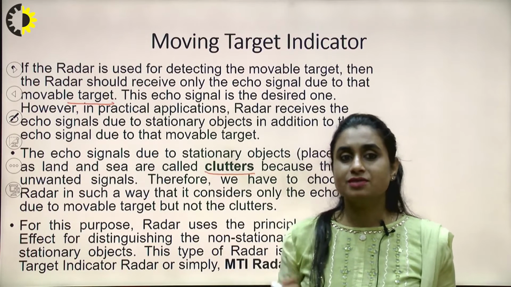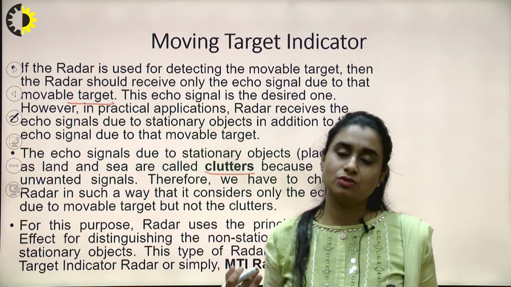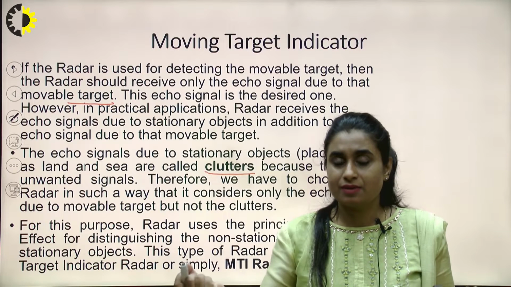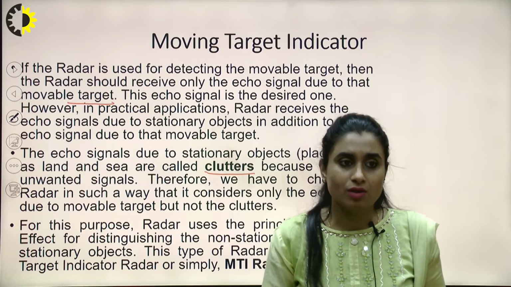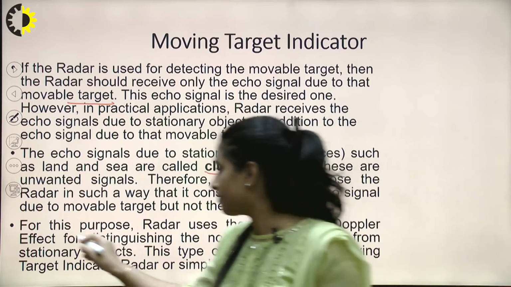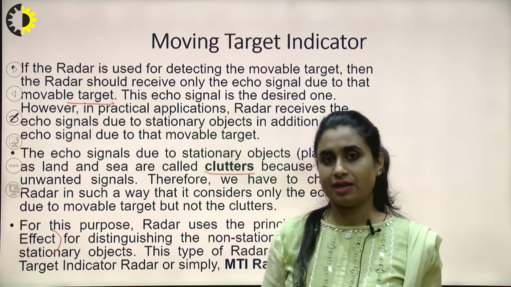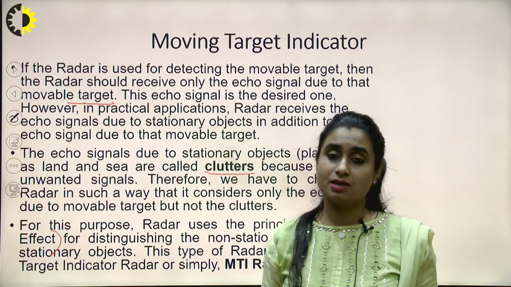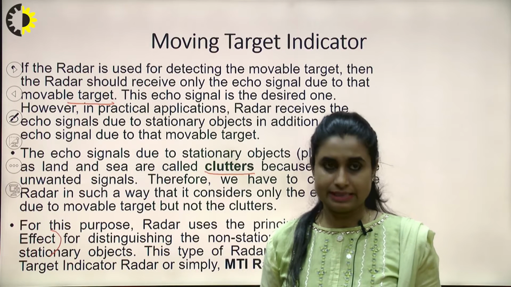Echo signals because of the stationary objects like land and sea could possibly generate so much noise that could be misinterpreted as the signal received because of some target. So the radar has to work wisely. For this purpose, radar uses the principle of Doppler effect. Using the Doppler effect will help me differentiate my stationary target from the moving target. So this is the phenomenon which is used by my moving target indicator.